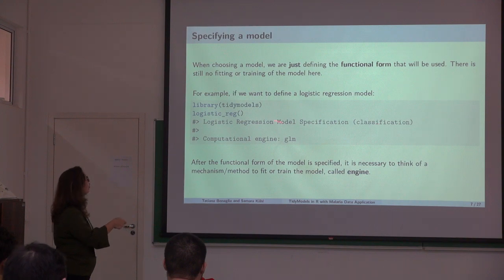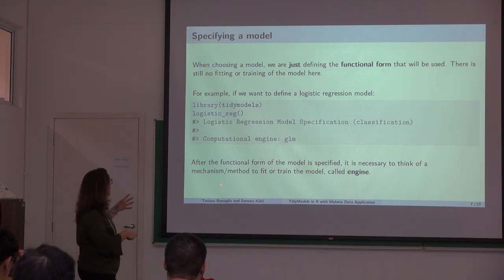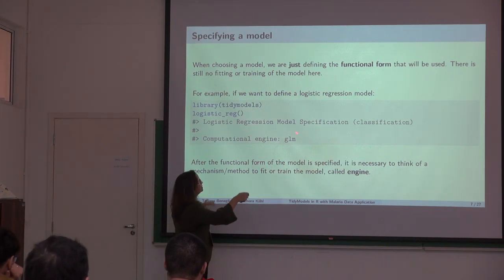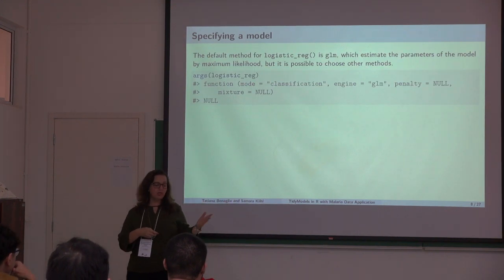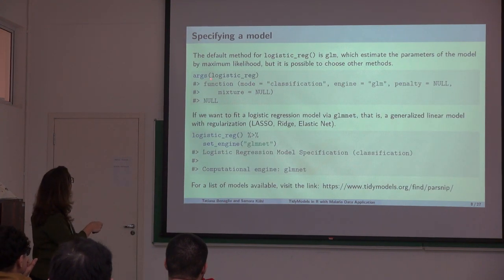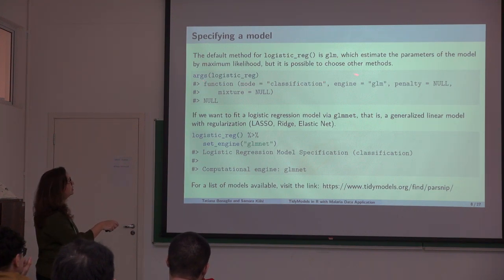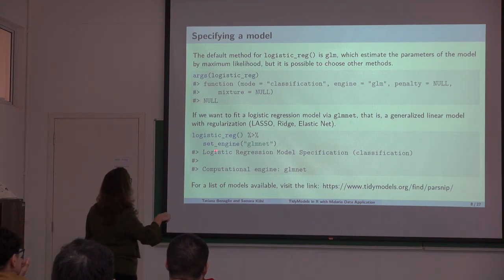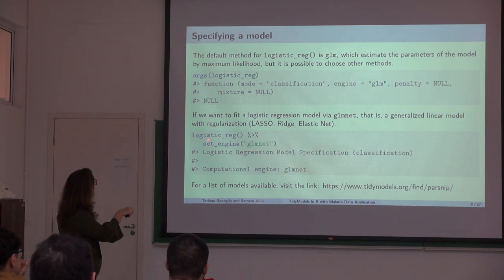So you don't have the option to change the mode. After the form is specified, we need to think of a method. Here it is already GLM, but it could be other things. See the arguments here, the mode has a default. The default here is GLM if I have a penalty, if it is a mixture. If I change the engine, as in set engine to glmnet, now I've changed how it's going to be fitted. Okay?